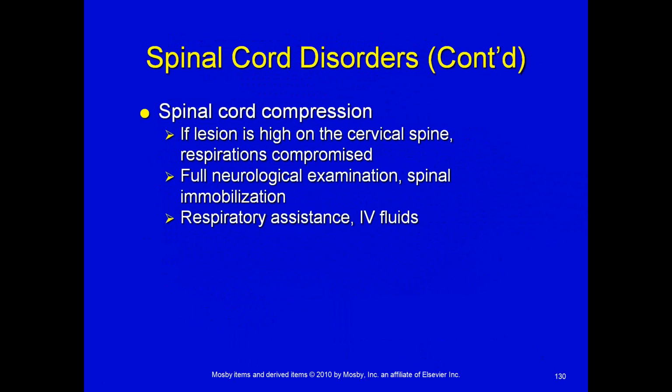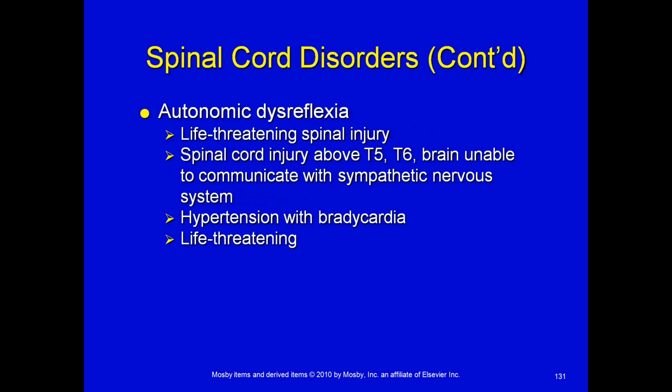If a lesion is high in the cervical spine, then of course the respirations will be compromised. If it's real high, then there'll be no breathing at all. If it's a little lower, like C5, 6, 7, then you'll still have the ability to use the diaphragm. Full neurologic examination, perhaps spinal cord immobilization, and then if they aren't breathing on their own, you may have to provide ventilations, establish an IV, may need fluids to keep up blood pressure.